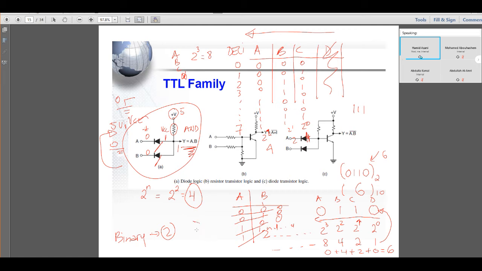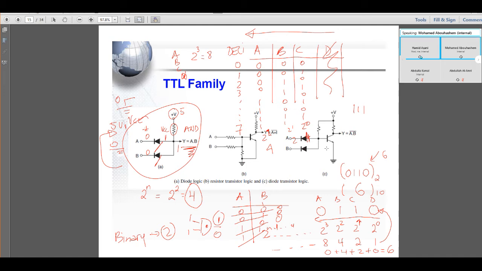It means both inputs should be 1, 1 to have 1 here. So input 1 and input 2 should be logical 1 and logical 1 to get 1 at the output. The other combinations, whatever you have, 1, 0, 0, 1 or 0, 0, the output will be 0. So that's the AND gate. This is just an introduction on how this works. Same thing if you work with resistors and transistors, or diode-transistor logic.